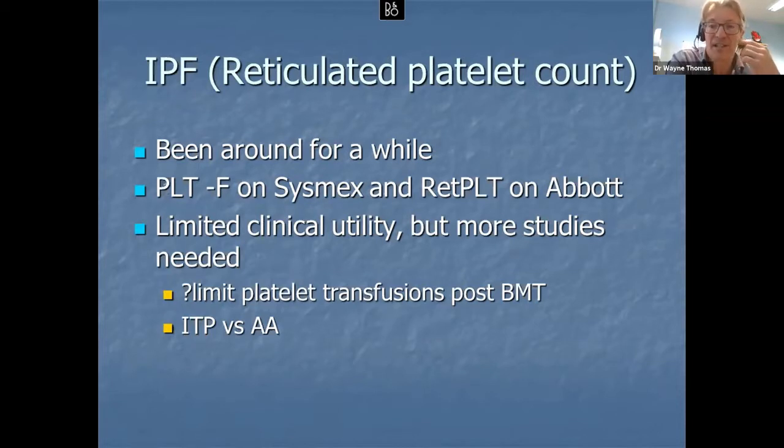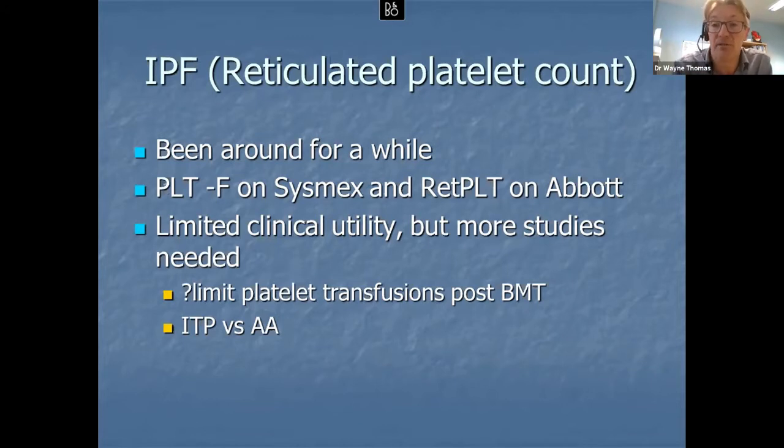There is limited clinical utility, despite the fact that a few years ago we were thinking, yeah, okay, maybe we can use this information. I think we still need more studies, but again, it's exciting that we can potentially use the information coming out from our machines to give us some clinical benefit. It was thought perhaps that IPF could be used to limit platelet transfusions in patients post-BMT. If you saw that there was an early rise, despite a low platelet count, you might well avoid giving that platelet transfusion if it's around your cutoff.